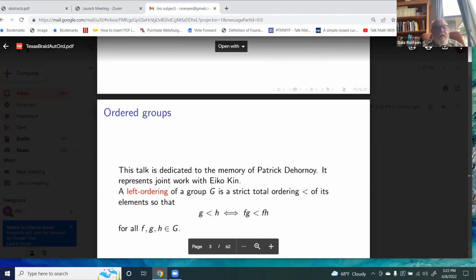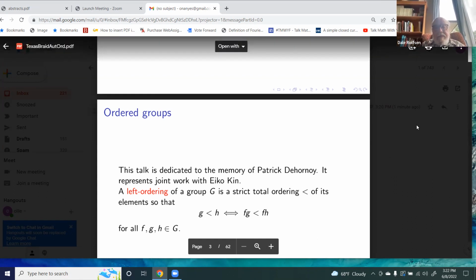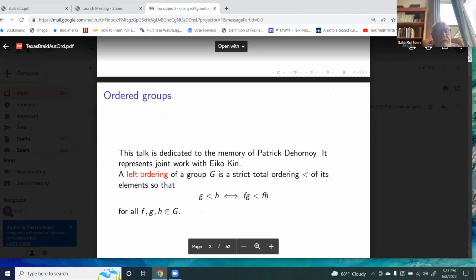So first of all, I wanted to dedicate this talk to the memory of Patrick Dehornoy, who discovered some time ago that the braid groups are left orderable. And that got me interested in ordered groups. And this talk is about ordering the groups of minimal volume hyperbolic 3-manifolds.